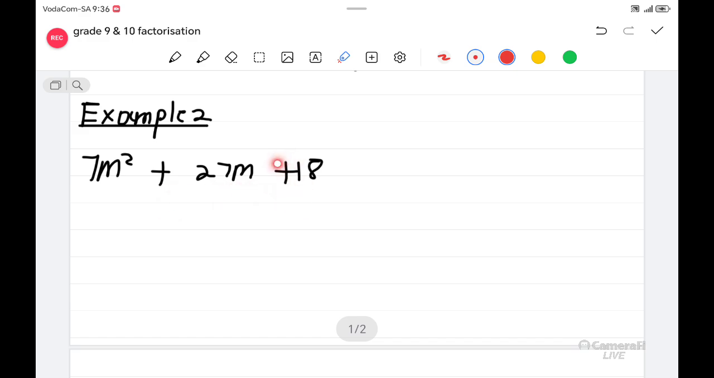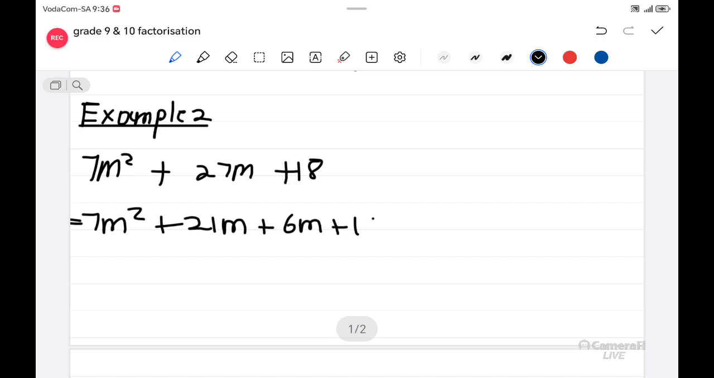Example 2. You have 7m squared plus 27m plus 18. So check, this sign is plus. We are looking for two numbers that we can add and they give us 27. When we do the analysis, we have 7m squared, you can put the equal sign here, plus 21m, it aligns with 7, plus 6m, it aligns with 18.